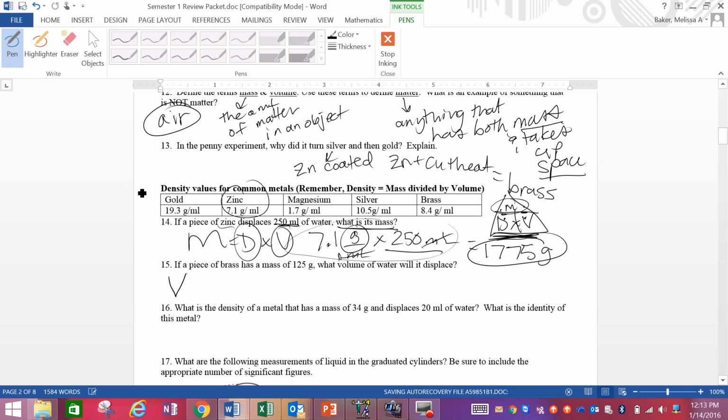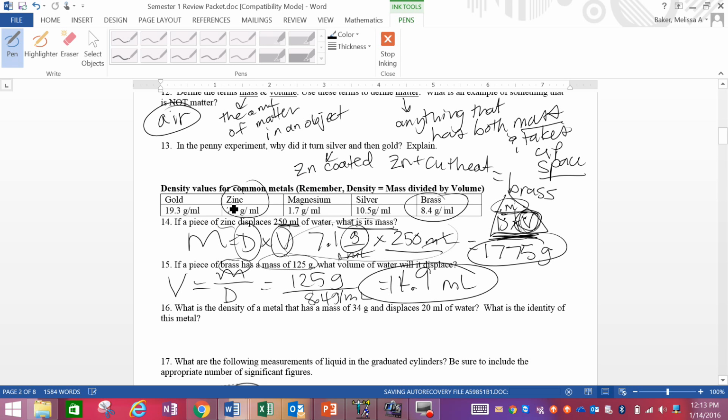Number 15 asks you to find volume. So let's go over to our little formula chart. If you cover up the V, you're going to be left with mass divided by density. The mass, it tells you in the problem, is 125 grams. And it's talking about brass. So let's look up the density of brass. It's 8.4 grams per milliliter. Mass divided by density is 14.9 milliliters. So let's think about that. You're taking the mass divided by how much that weighs per milliliter to determine how many milliliters you have.